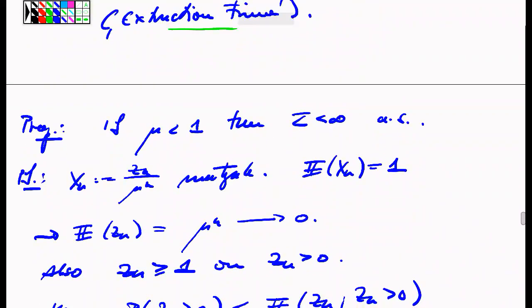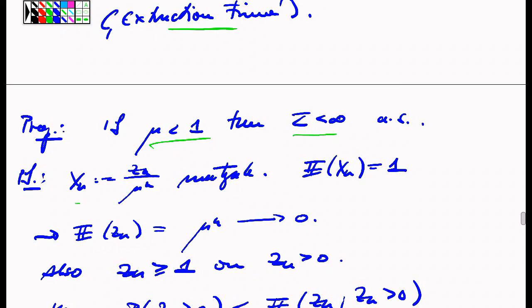The first proposition here is that if the mean offspring, mu, is strictly smaller than 1, then this extinction time is finite almost surely. So in the subcritical regime, the family gets extinct almost surely in finite time. Of course, it's a random time. When this extinction happens will depend on randomness, but the population will get extinct in finite time eventually.